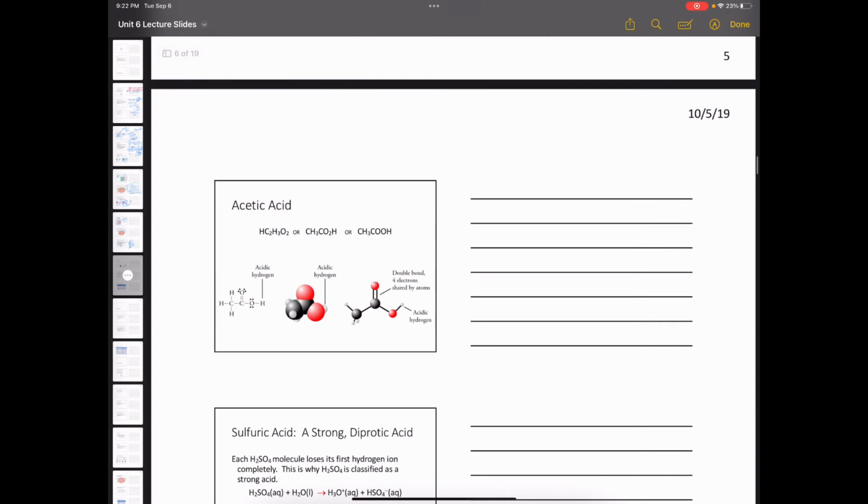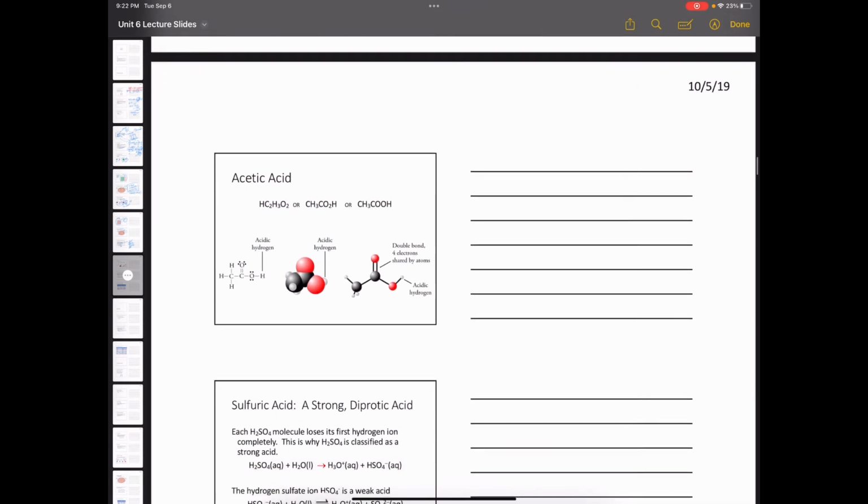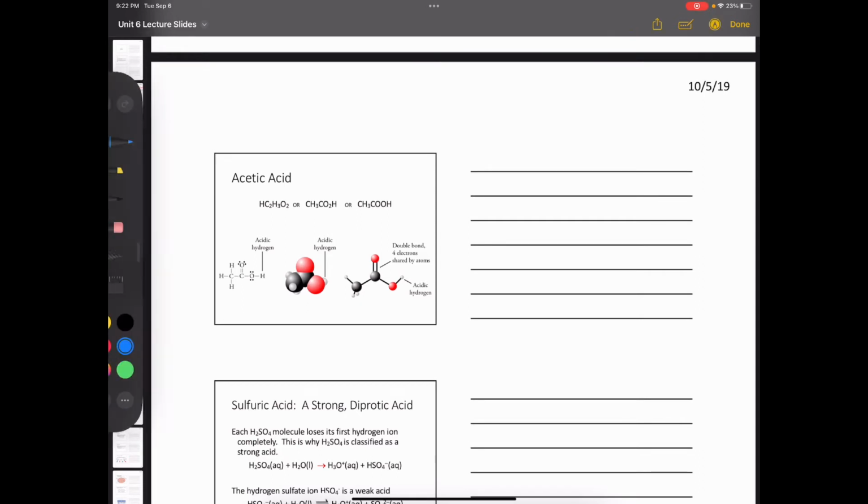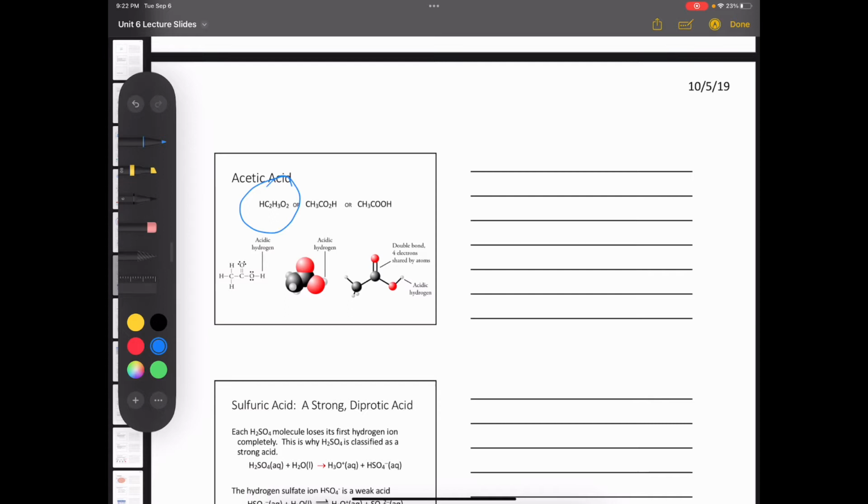Okay, so acetic acid can be written in different ways when it comes to the molecular formula. We can write it as HC2H3O2, CH3CO2H, or CH3COOH. These all have the same empirical formula, especially when it comes to counting how many carbons, hydrogens, or oxygens you have. So it's the same compound, just written differently.